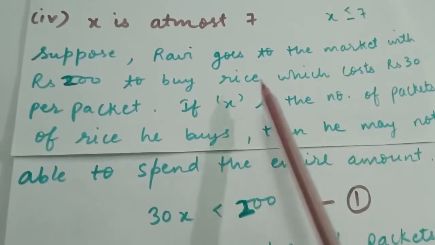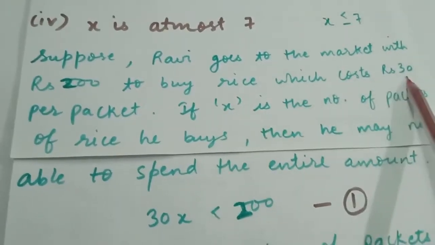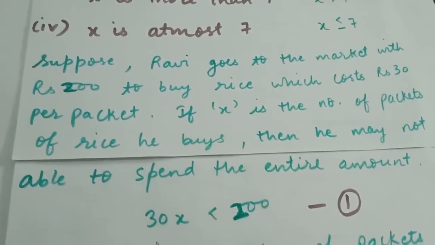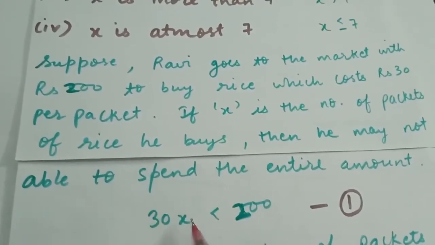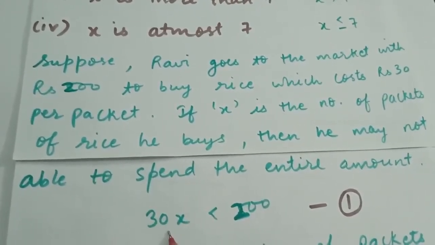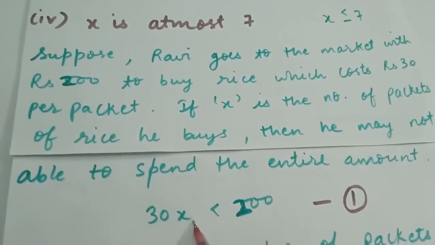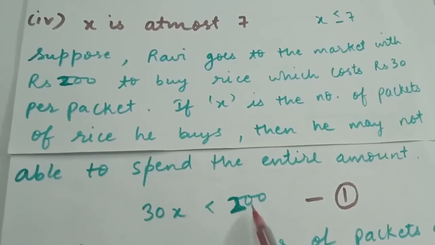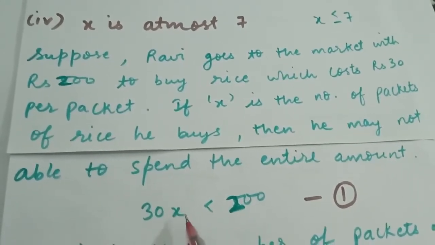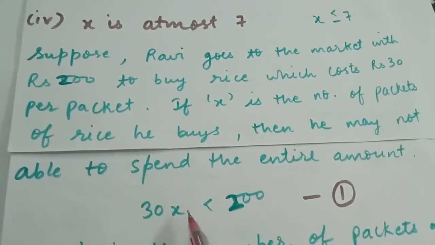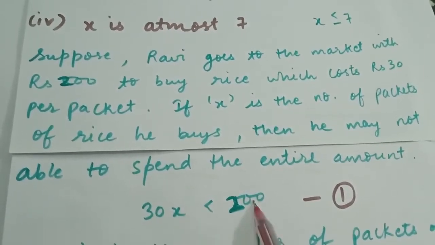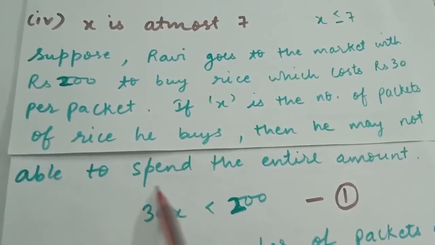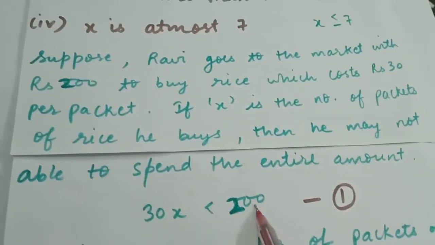Now, if one packet costs 30 rupees and he has purchased x packets, the cost will be 30x, right? 30 is the cost of one packet, so for x packets the cost will be 30x. This 30x cannot be equal to 200, because for any value of x, when you multiply it with 30, you will not get 200. So we will not mention equality. Now this amount should be less than 200.